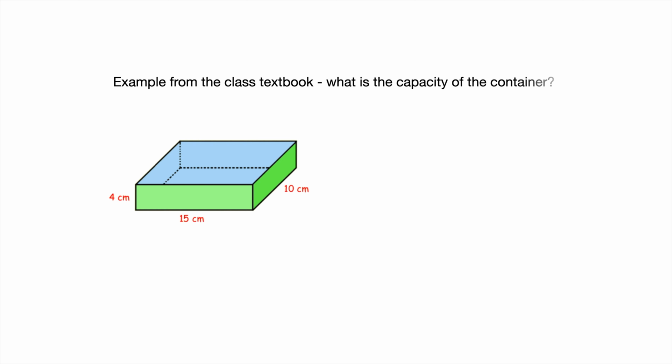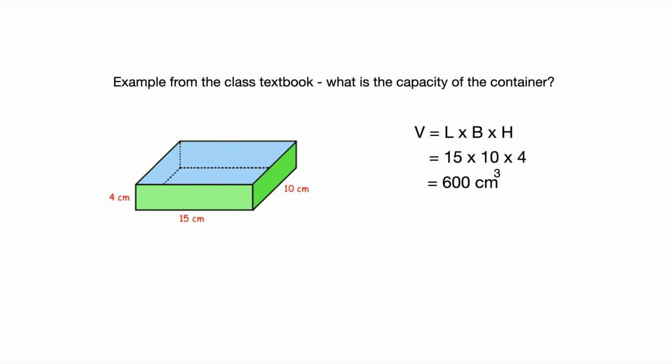Let's look at an example from the class textbook. What is the capacity of the container? We would begin by setting out the formula we used earlier. The volume of a cuboid is equal to length times breadth times height. So that would be 15 times 10 times 4, which is equal to 600 cubic centimetres.